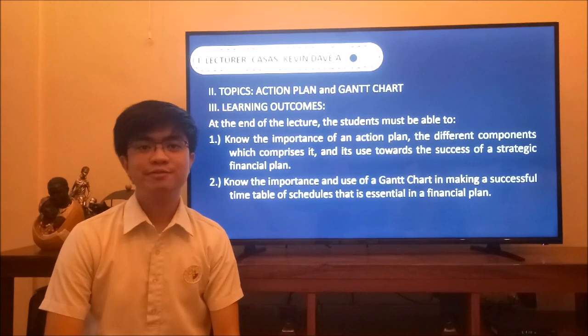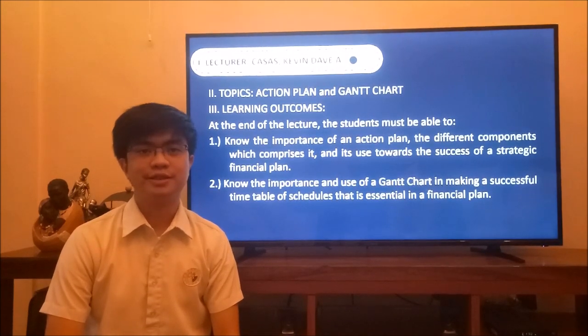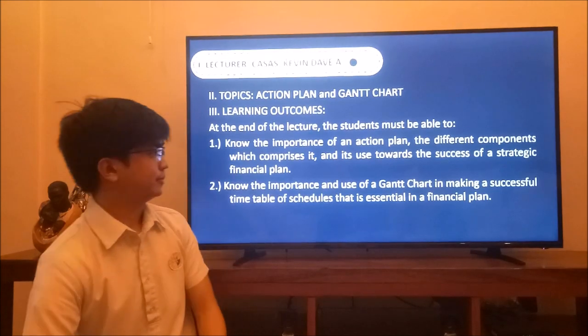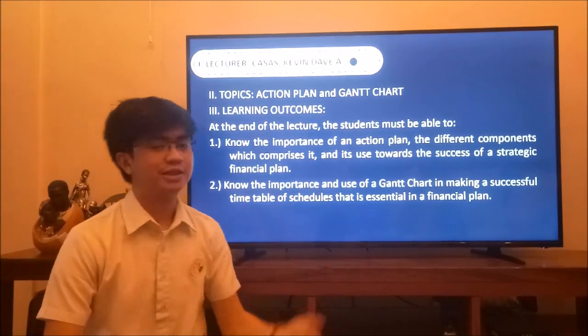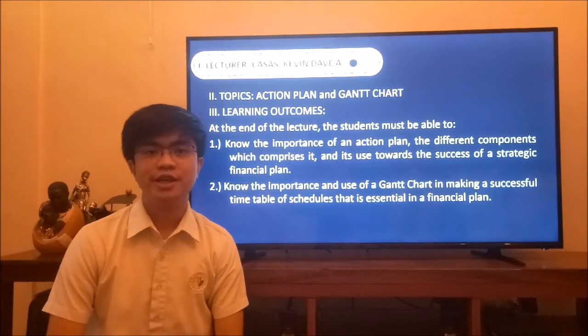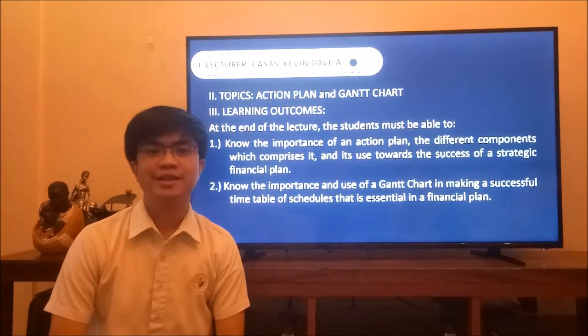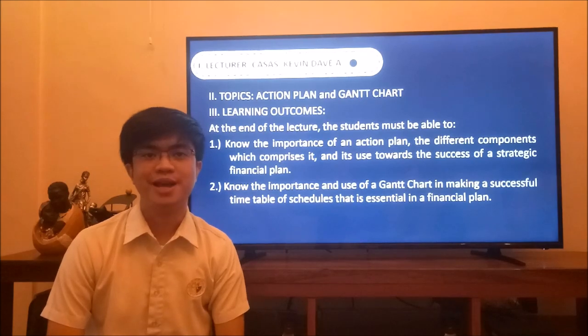At the end of the lecture, the students must be able to, first, know the importance of an action plan, the different components which comprise it, and its importance towards the success of a strategic financial plan. And also, to know the importance and use of a Gantt chart in making a successful timetable or schedule of activities that is essential in a financial plan.